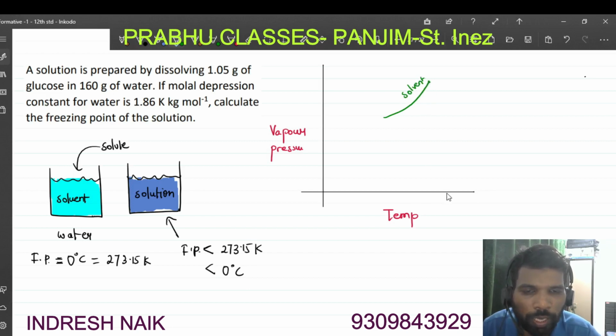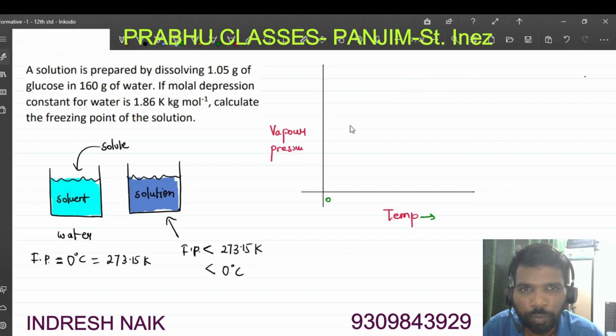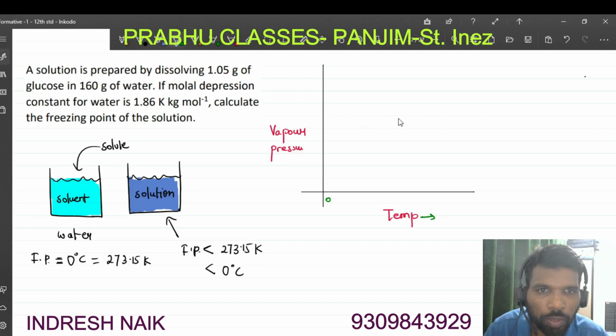As you decrease the temperature, this is a higher temperature. As you keep on decreasing the temperature, what will happen? The vapor pressure will keep on falling, and it will fall so much that it will change its state. This is frozen. Okay, I'll draw this graph better. This is for the solvent.